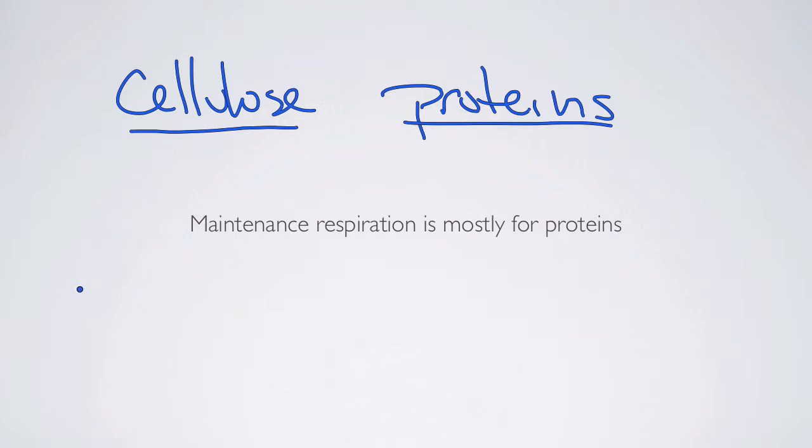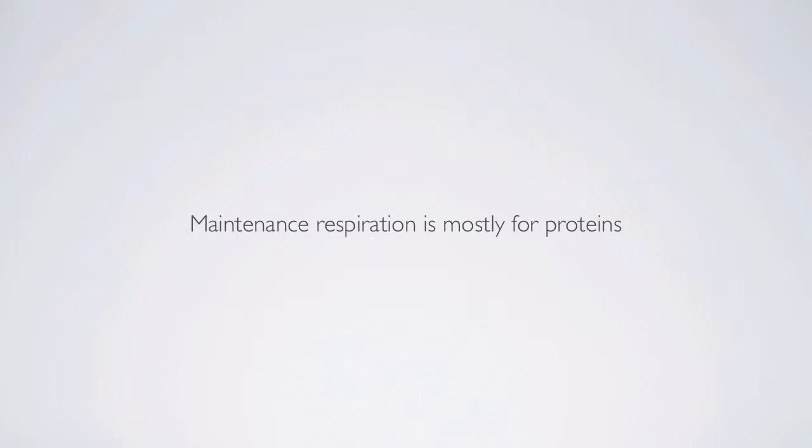And when these break down, the linkages between the different amino acids are broken, and these need to be reformed. Often proteins are going to be broken down completely into the relevant amino acids, and then they have to be reformed from the primary constituents. And this is maintenance respiration, and it's mostly associated with turnover of those proteins.